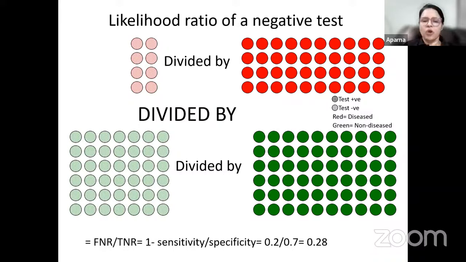Likewise, there is likelihood ratio of a negative test, which is represented by the formula false negative rate divided by true negative rate. False negative rate is the same as 1 minus sensitivity. This comes to the numerator and is divided by specificity, which is the same as true negativity rate, in the denominator. So 1 minus sensitivity in this example is 0.2 and specificity in this example was 0.7. So the likelihood ratio of a negative test is 0.28.